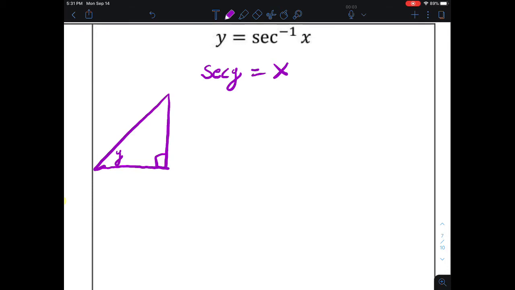Well, secant is hypotenuse over adjacent. So the hypotenuse would be x. The adjacent side will be 1. To make that ratio happen, we find the missing side. So the missing side will be the square root of hypotenuse squared minus leg squared. And now we go through and we'll find out what our derivative is.